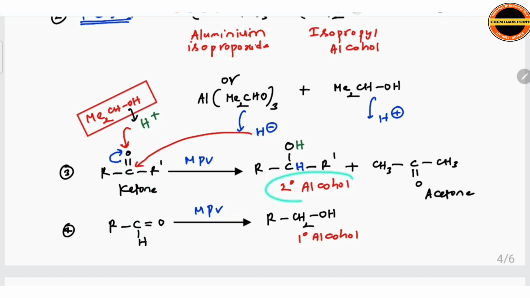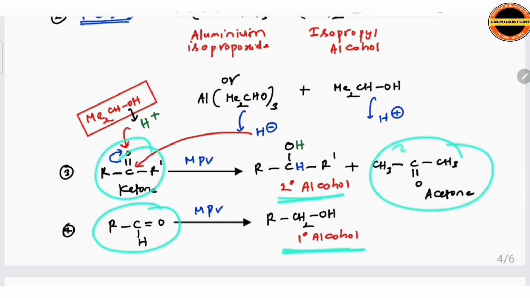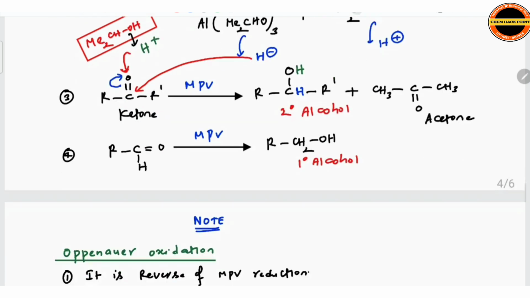Overall you will get secondary alcohol, plus after removal of this, acetone is formed. Here acetone is formed, here secondary alcohol is formed. If it is aldehyde, it forms primary alcohol. If it is ketone, secondary alcohol. Acetone is byproduct during the process.